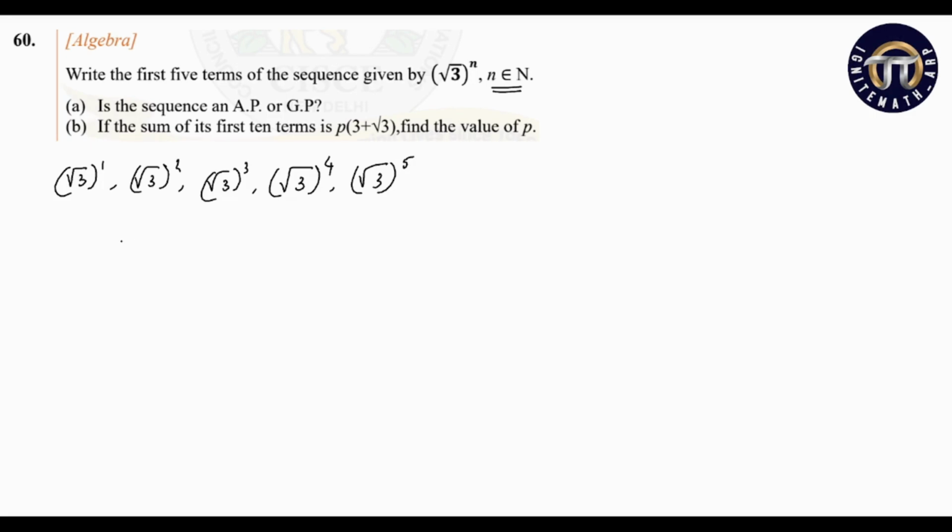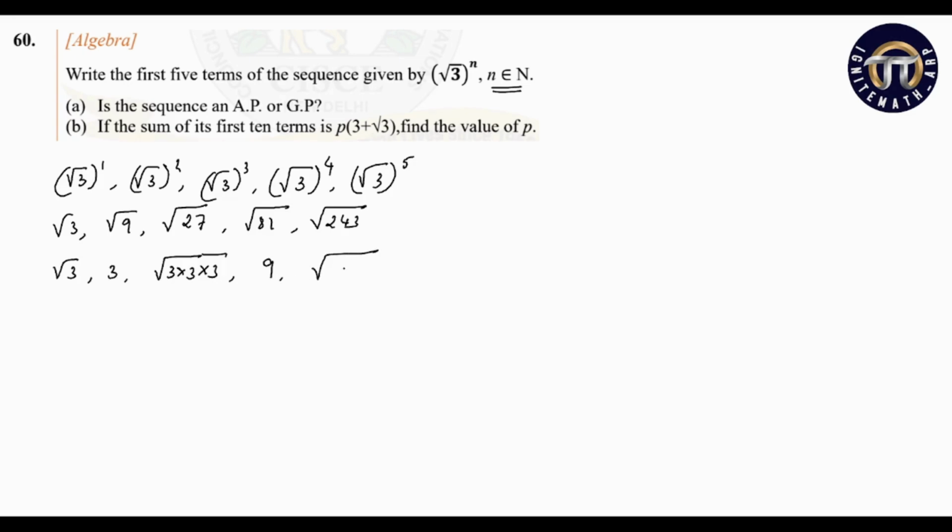So when I am writing root 3 to the power of 1, it is root 3 itself. Here this becomes root 9, this becomes root 27, this becomes root 81, and this is root 243. So here root 3 I'll keep as it is, root 9 is nothing but 3. Root 27 can be written as 3 into 3 into 3, okay, so again root of 81 is 9. This is nothing but 3 to the power of 4 into 3. So here 3 root 3, and 9 and 9 root 3.